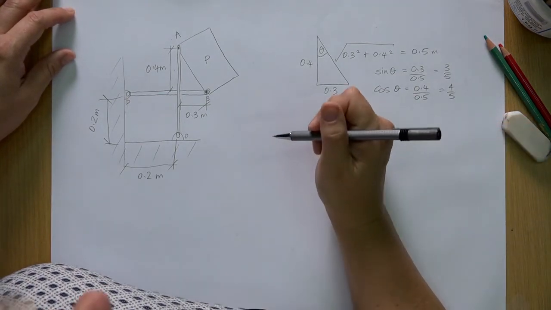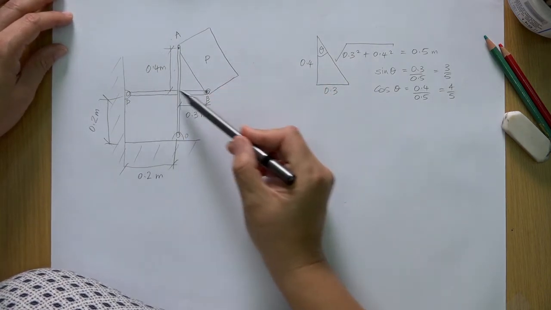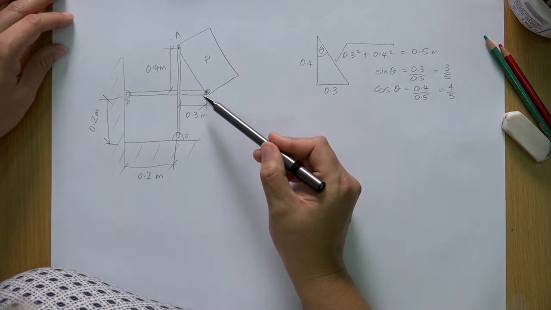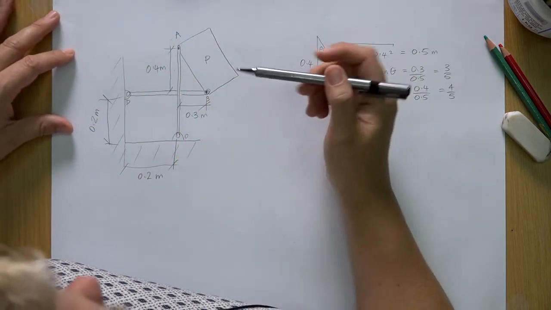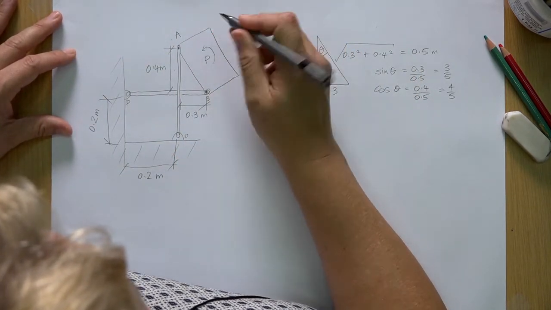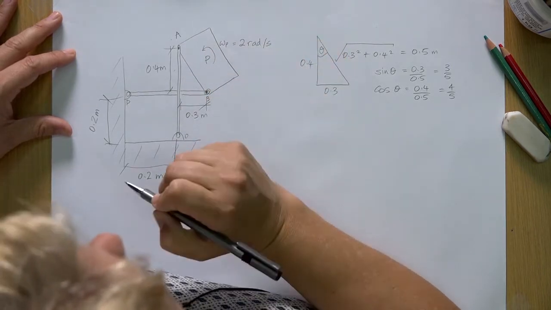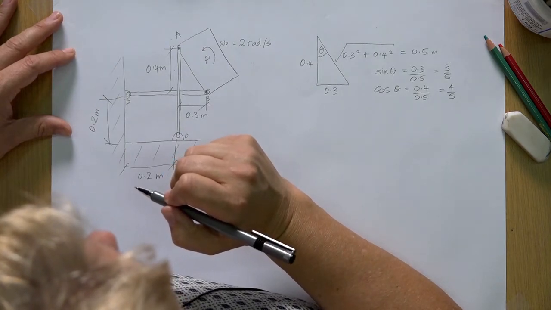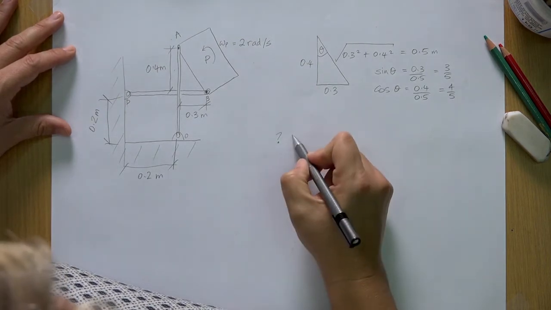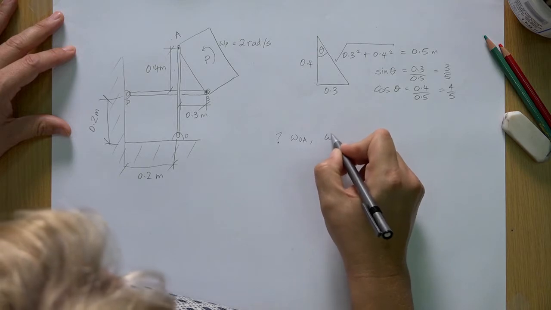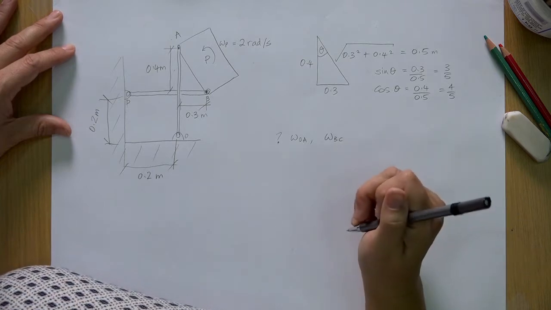Okay, we are told that these two links, OA and BD, cross each other but don't touch each other. So they can move relative to each other like this. This plate P has an angular velocity, omega P equals 2 radians per second. And we are asked to determine omega OA and omega BC, the angular velocity of the two links.